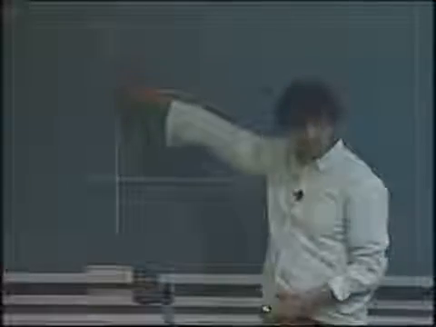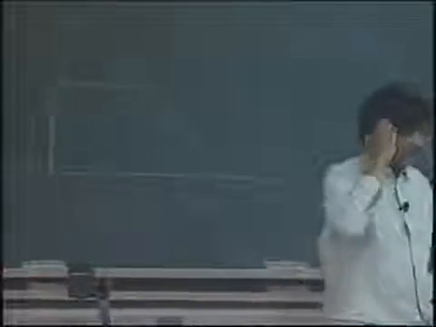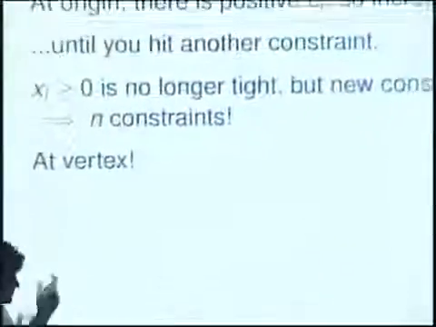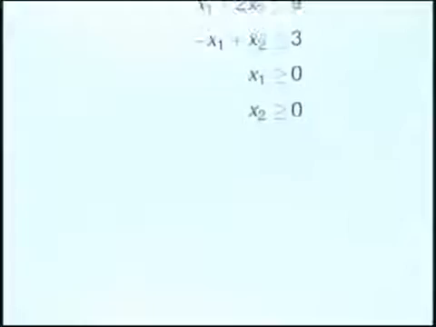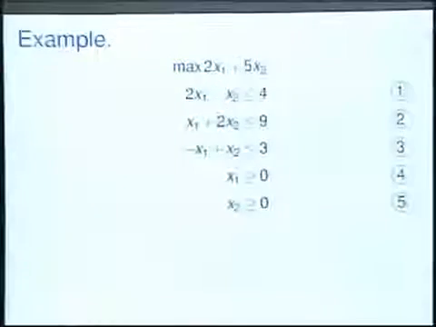We drop one constraint. We have n minus 1 tight constraints. We move along the edge until we hit another constraint. We have n tight constraints. So you're at a vertex. Okay? So let's look at this example.